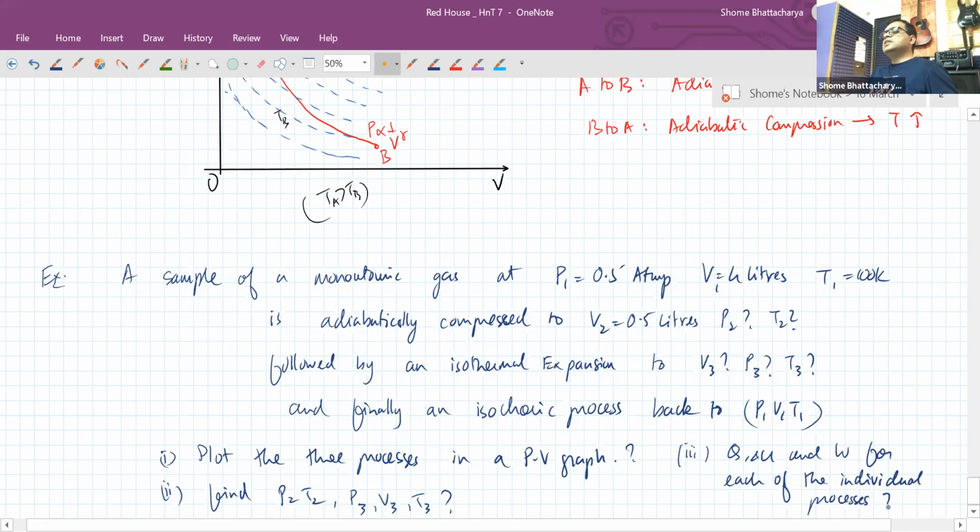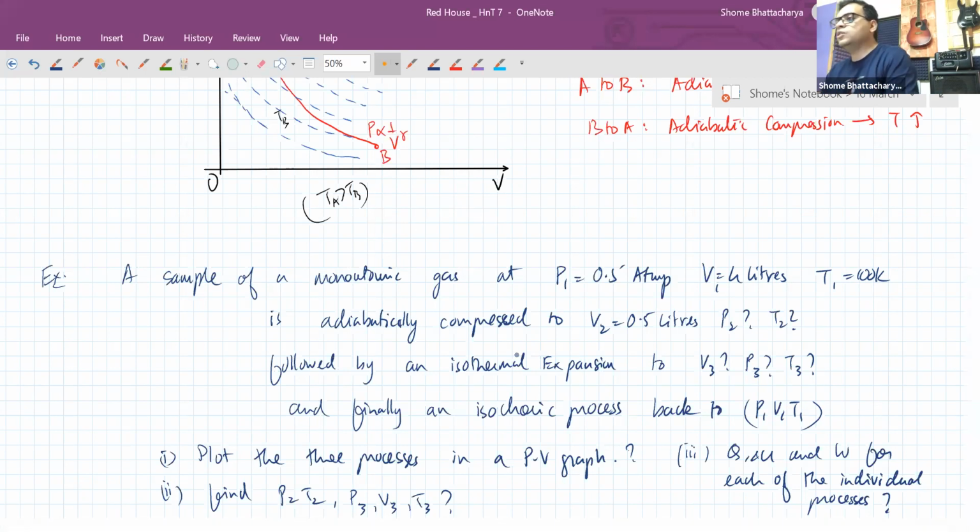We will not do this like a cyclic problem yet. We'll come to cyclic processes in a bit, and you will understand the difference between Q net for the cycle versus Q for each of the processes that are part of the cycle, or W net for the cycle versus W for the individual parts of the cycle. Here we are only interested in the individual parts. It consists of one adiabatic process, one isothermal process, and one isochoric process.